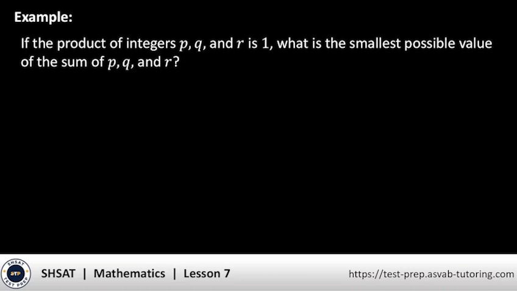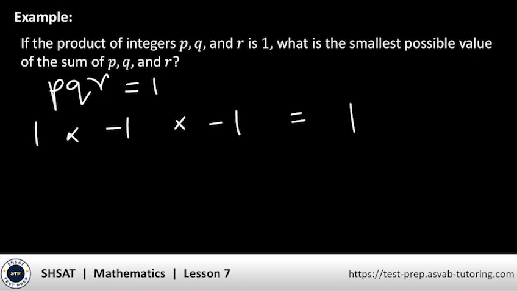Okay. So if p, q, r is 1, let's just assume some numbers, okay? Let's say p is 1, as in p is a positive number. And even if q and r are negative numbers, it's also going to be equal to 1. You know why? Because negative and negative makes positive, and positive is positive. So 1 times negative 1 is negative 1. Negative 1 times negative 1 is again positive 1.